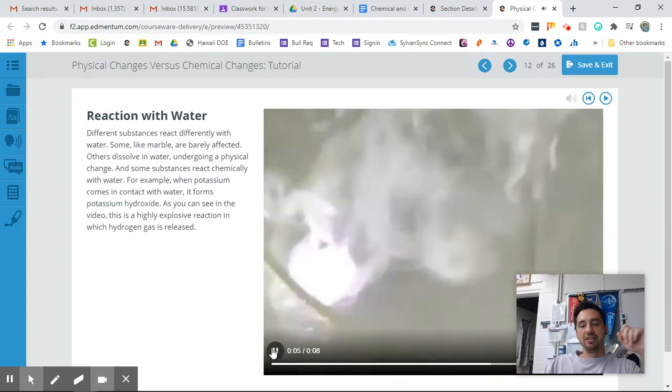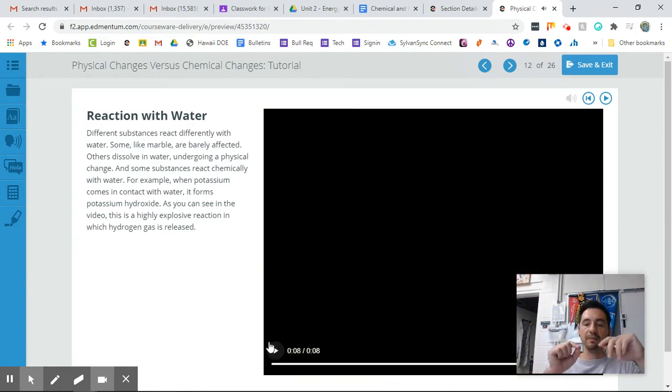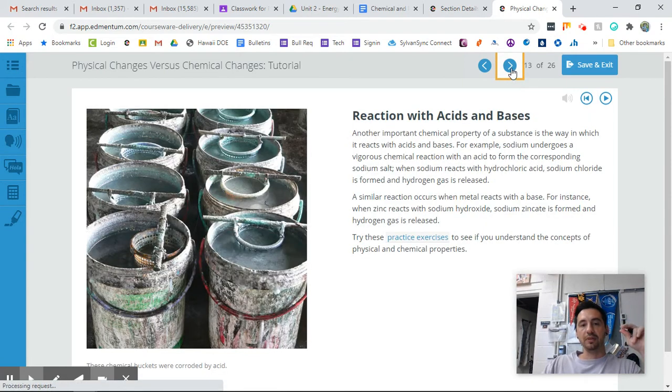What's actually happening here is the potassium, when it hits water, it reacts, it gives off hydrogen gas and heat. So much heat that that hydrogen gas actually catches on fire. So that's actually what's happening there. So does something react with water? That's another chemical property.